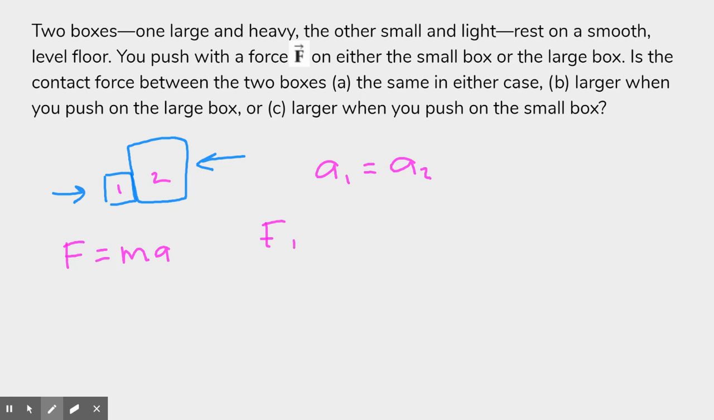If I push on box 2, then whatever force I'm using on box 2 is being transferred to box 1. That means to solve for this, we're going to use the mass of box 1, which we know is less than the mass of box 2, and the accelerations are the same. So this is going to give us some value, and let's compare it to box 2. When we're pushing over here on box 1, because they're in contact, the only force now affecting box 2 is the one from box 1.